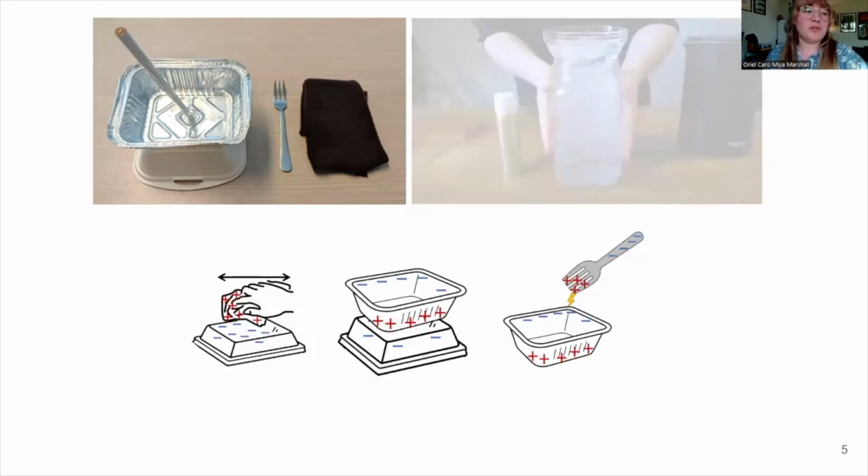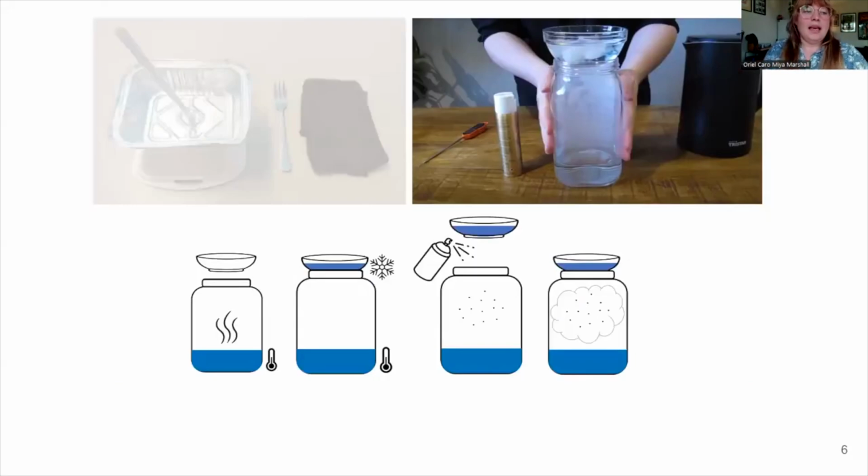So we have two different ones. The one on the left here is showing lightning. It uses triboelectric charging and static electricity to demonstrate lightning. The other one is creating a cloud in a jar, where you use hairspray and water to show cloud nucleation within a jar.